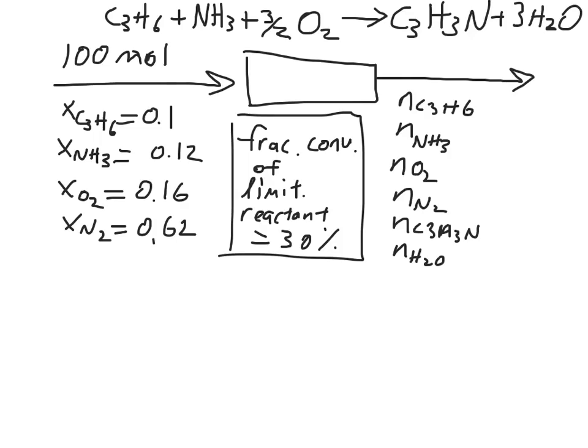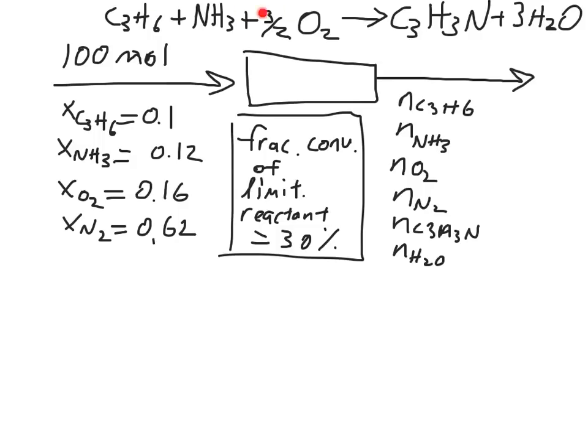Okay, I want to go through an example of using extent to solve a reaction problem. I've already set up and drawn this problem. It's an example basically taken from the book, but I want to go through the thought process of solving this problem, using extent to solve it. So let's just start out with this.